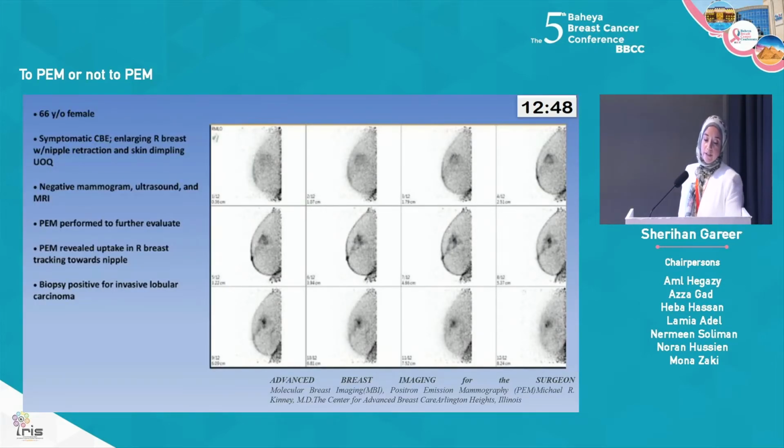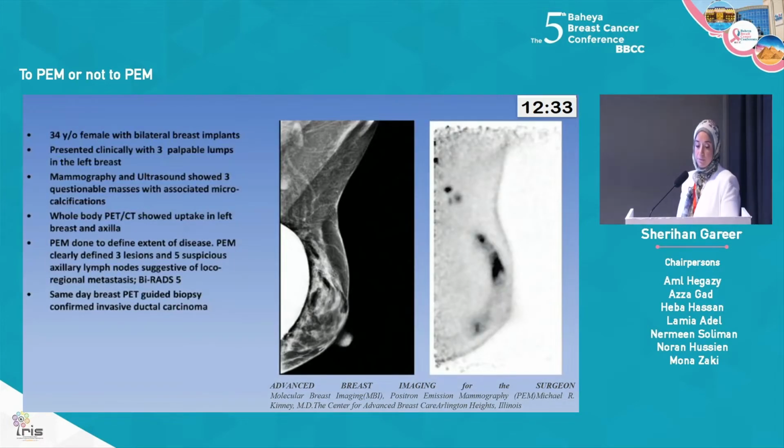In this case, there's an enlarging right breast with nipple retraction and skin dimpling. There was a negative mammogram, ultrasound, and MRI. PEM was performed for further evaluation, and it revealed uptake in the right breast tracking toward the nipple. The biopsy was positive for invasive lobular carcinoma.